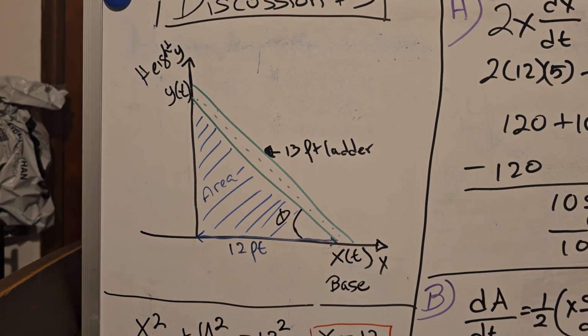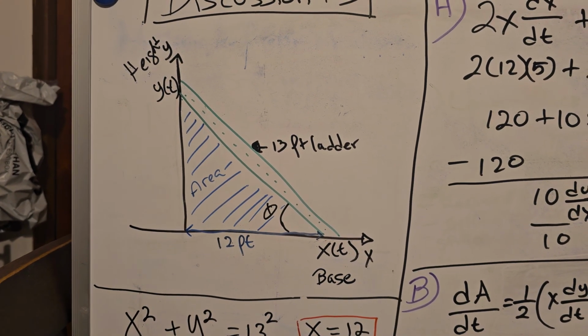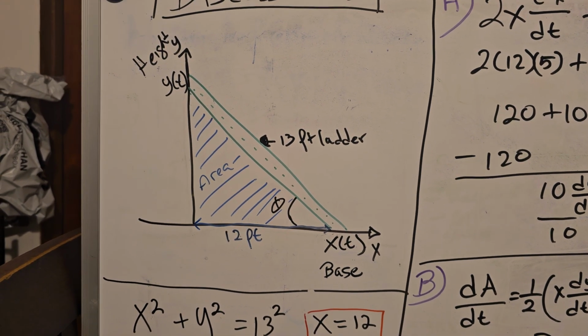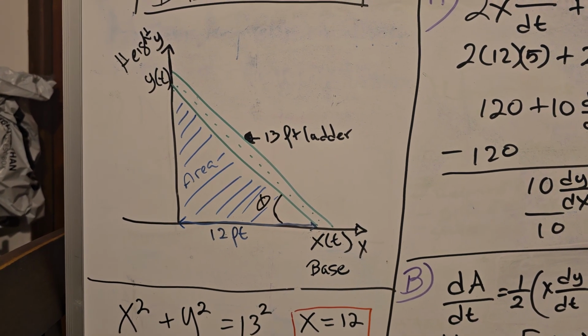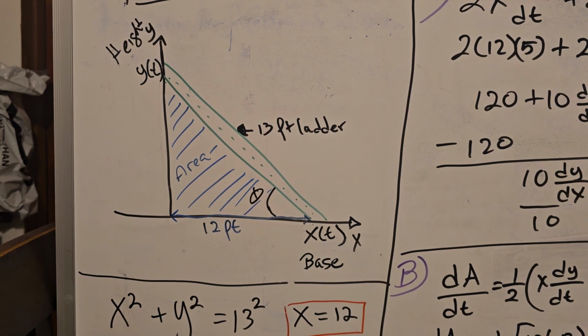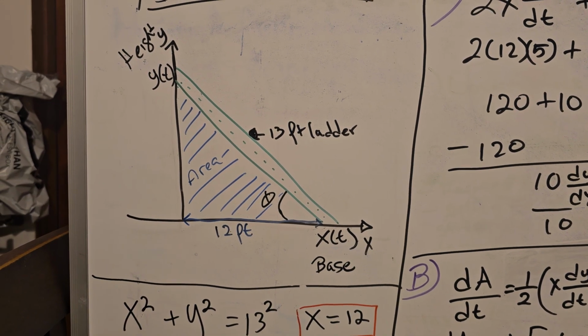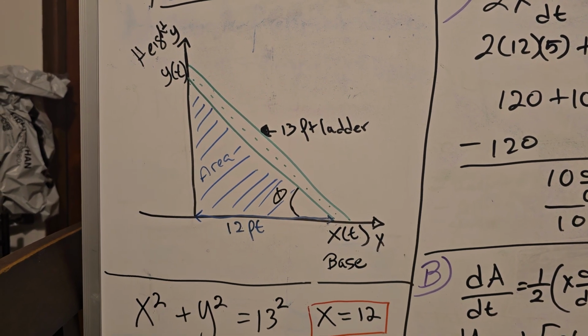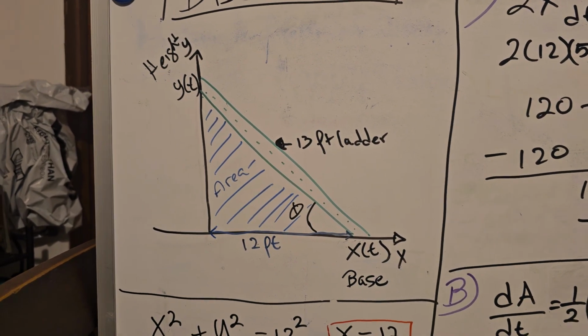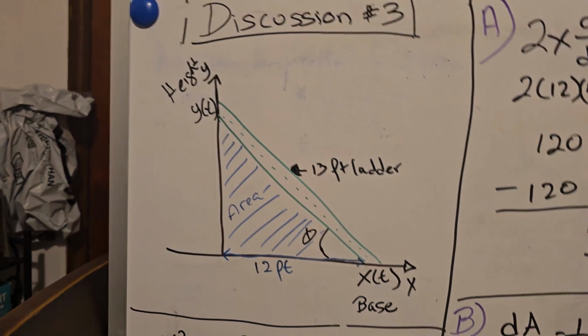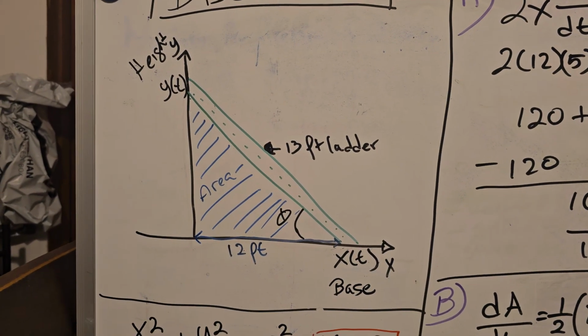So we want to find the unknown rates: dy/dt, which is the rate at which the top of the ladder slides down the wall, and dA/dt, which is the rate at which the area of the triangle changes. So at this moment, we are considering x to equal 12 feet.